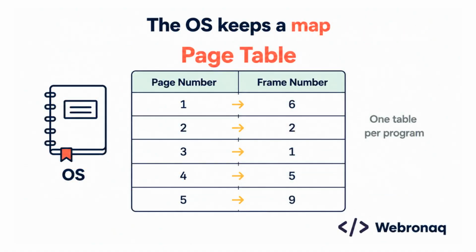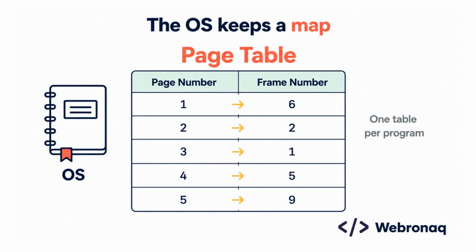Meet the page table. This is the secret sauce of paging. For every program running on your computer, the operating system keeps a little lookup table that maps each page to the frame it actually lives in. So when the program asks for page 1, the OS checks the table and says, page 1 is in frame 6. Page 3? That's in frame 1. It's basically a contact list.